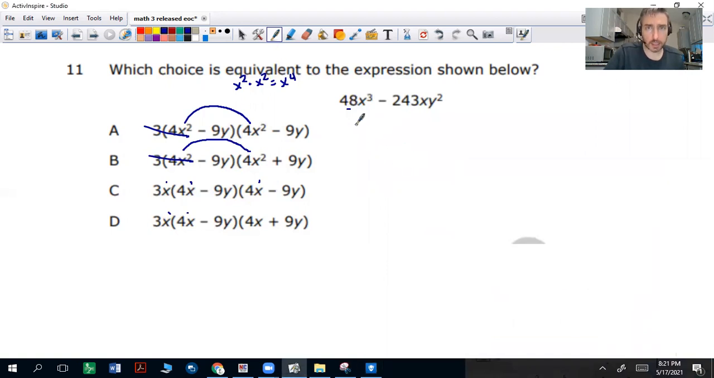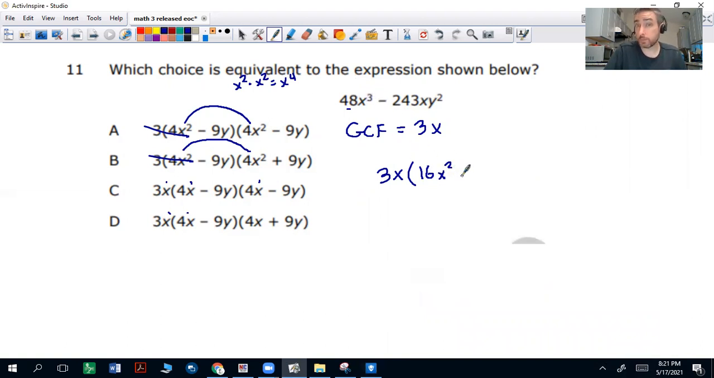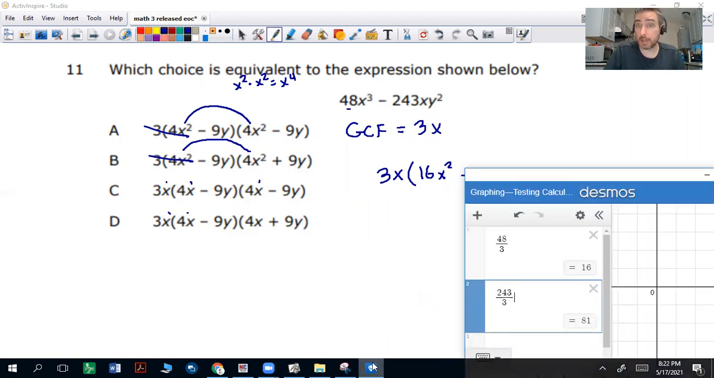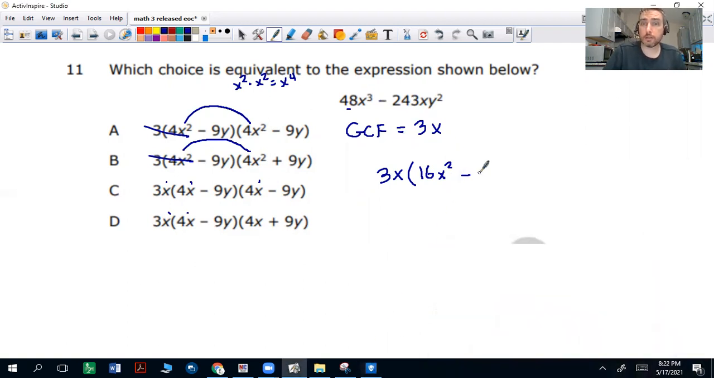Y'all see that? So the GCF is 3x. So what it means is I'm going to take that 3x out. And 48 divided by 3, well, we got 16. But then if I take the x out of the x cubed, it's only x squared, right? And then I have minus 243 divided by 3 is 81. And if I take that x out, I only have y squared. Okay, well now what? Is that going to give me C or D? I still don't know. This is a difference of squares. Do y'all recognize it? 16, 81, x squared, y squared, difference of squares.